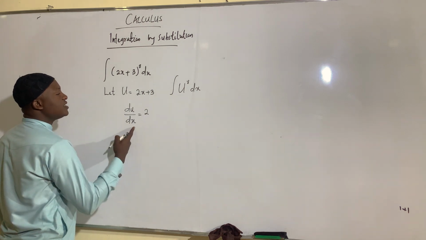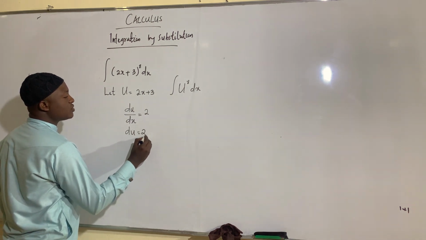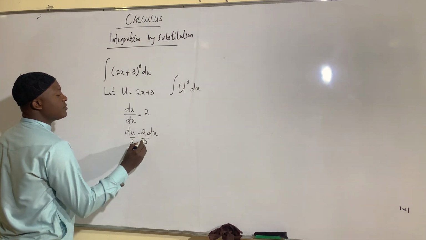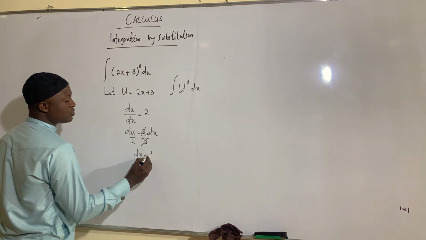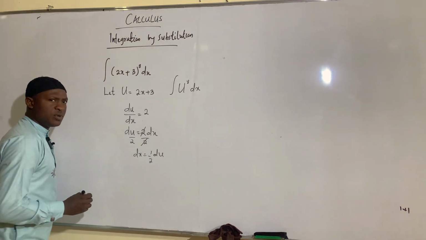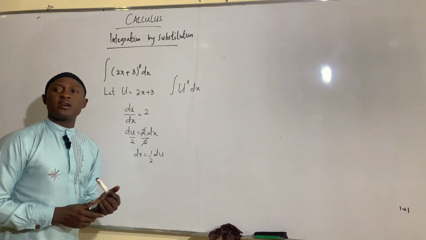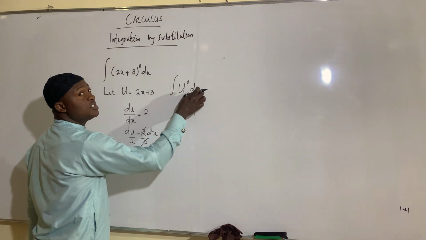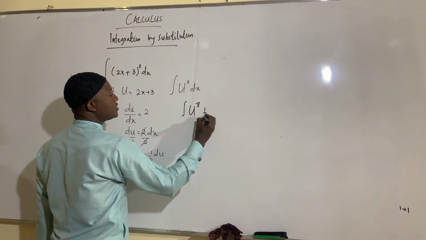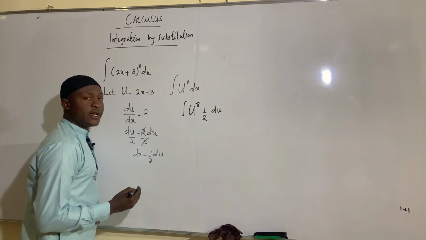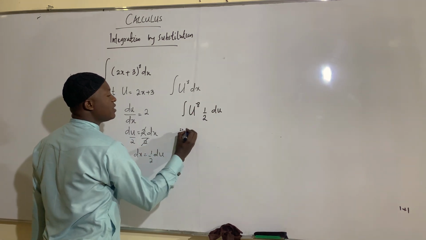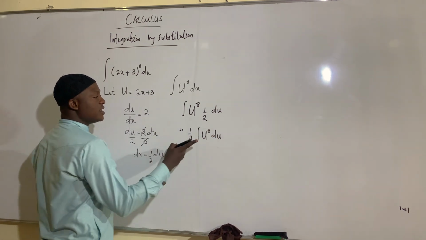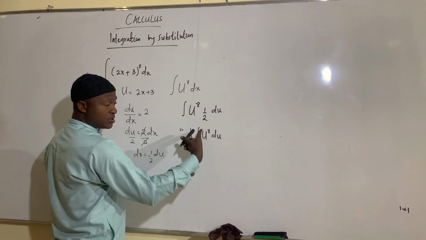So now, if I make dx the subject, that means that we have du is equal to 2 dx. So I want to find dx, divided by 2, divided by 2. If they cancel, I will have dx is equal to 1/2 du. Can you see that? Now, fine. So now, let's substitute back the value of what we have there. So that means here we have integral of u raised to the power of 8. So the dx that we have is 1/2 du, right? So now if I take out this one, then I will have 1/2 integral of u raised to the power of 8 du. Can you see that?